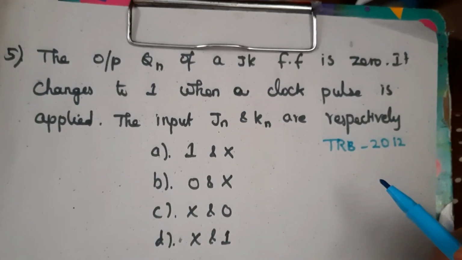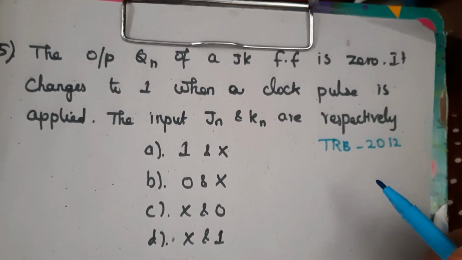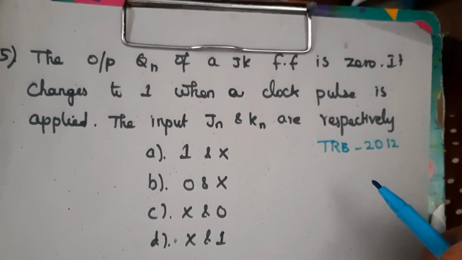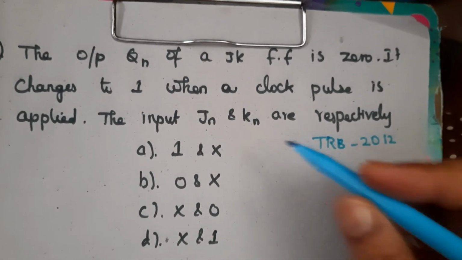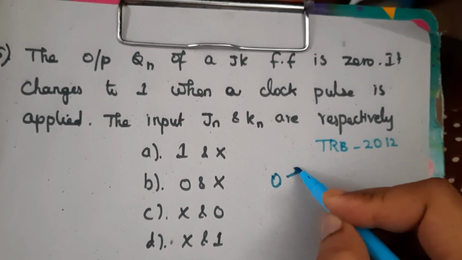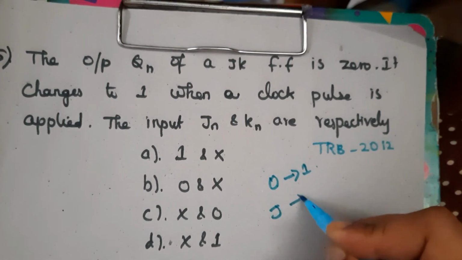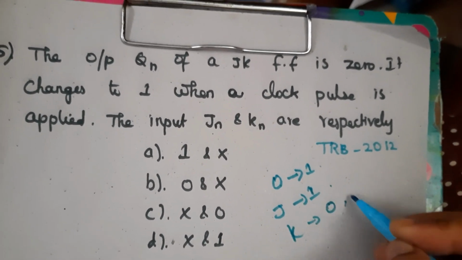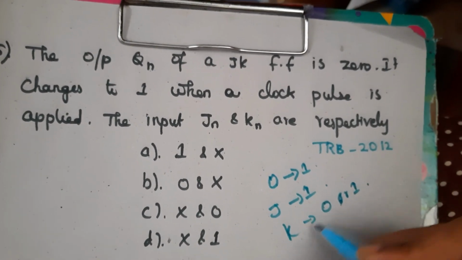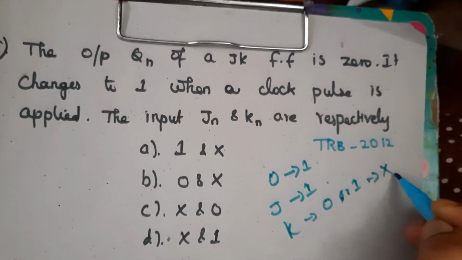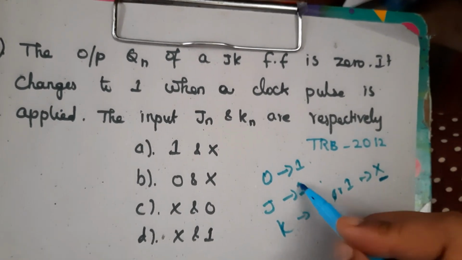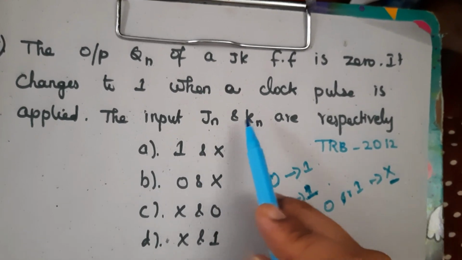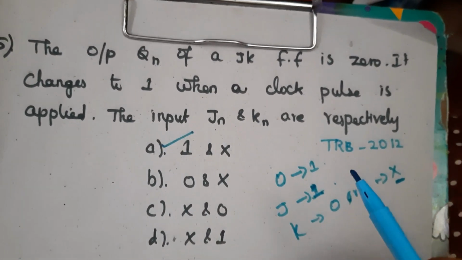Next question, the output Qn of a JK flip-flop is 0. It changes to 1 when a clock pulse is applied. The inputs J and Kn are respectively. When Qn changes from 0 to 1, J must take the value 1. But the K value may be 0 or 1, so it can take either value. So it can be represented as X. But the J value must take 1. So here the answer is J value is 1 and K value is X. So here the answer is A.